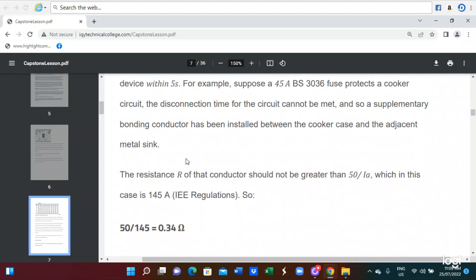Also, in this case, the IEEE standard regulation is that this is the 01340.